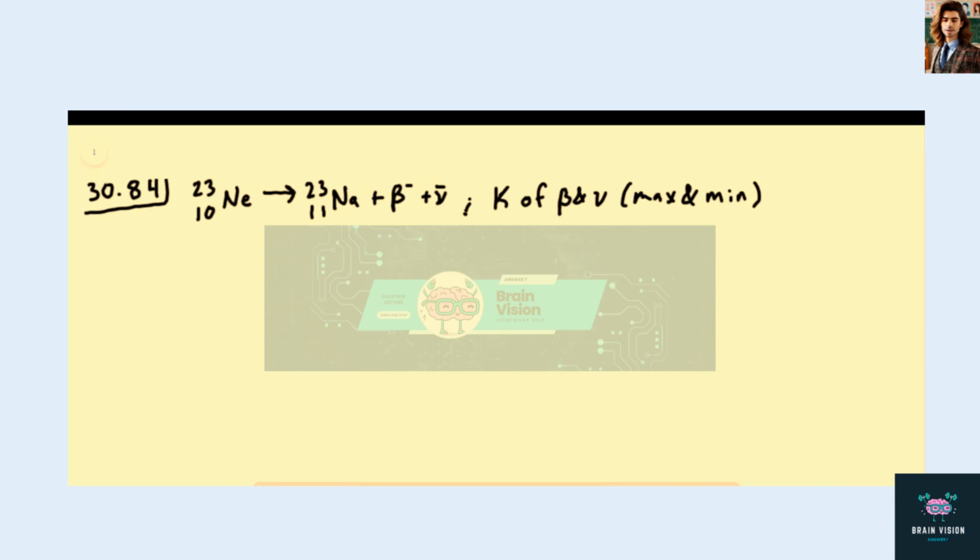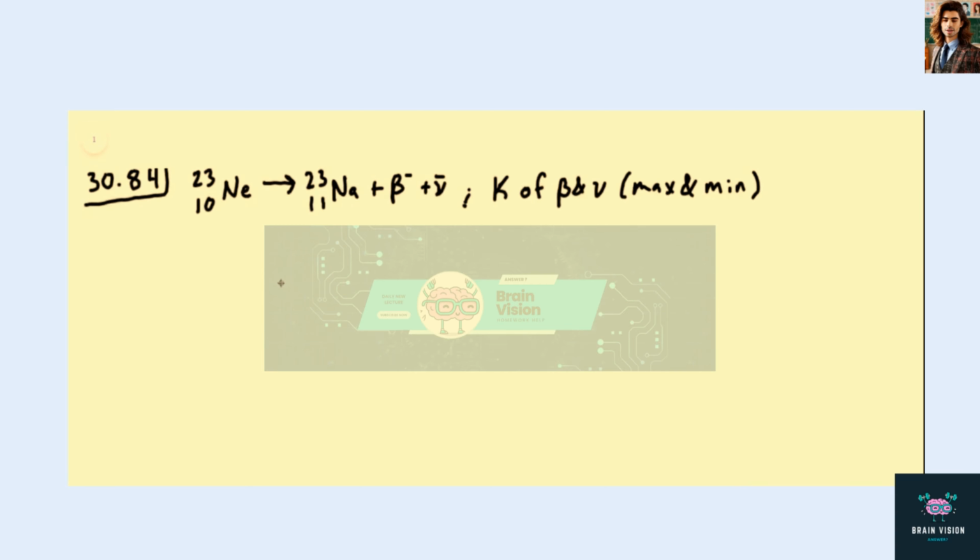30.84. So we have the decay of neon-23 into sodium-23, and it undergoes a beta decay. We want to find the maximum kinetic energy that the electron can have, as well as its minimum energy, and then say what the energy of the neutrino is in either case, and we're to ignore the recoil of the daughter nucleus. Now the total kinetic energy of the electron and the neutrino is going to be the Q value of the reaction.